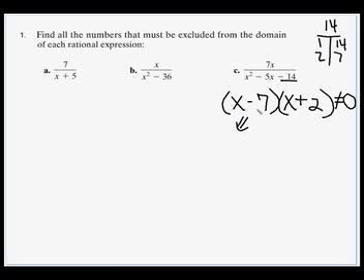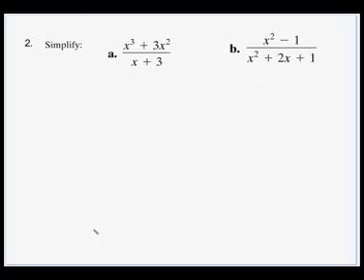What number zeroes out this term? Well, that would be 7 minus 7. So x cannot equal 7. And what number here added to 2 would equal 0? Well, that would be a -2. So x cannot equal a -2. All right. Number 1, not too hard. They will get a little tougher.